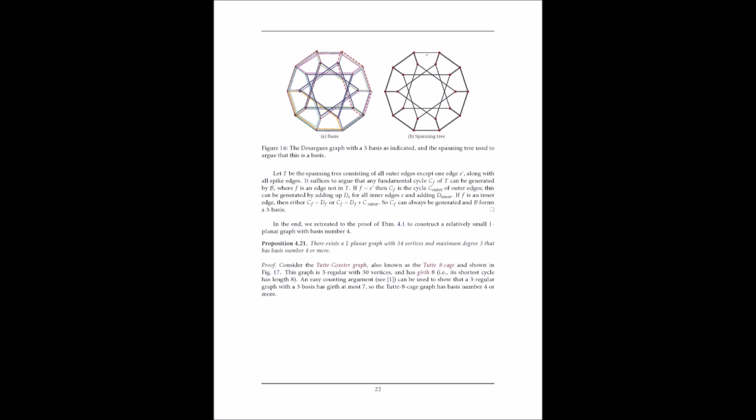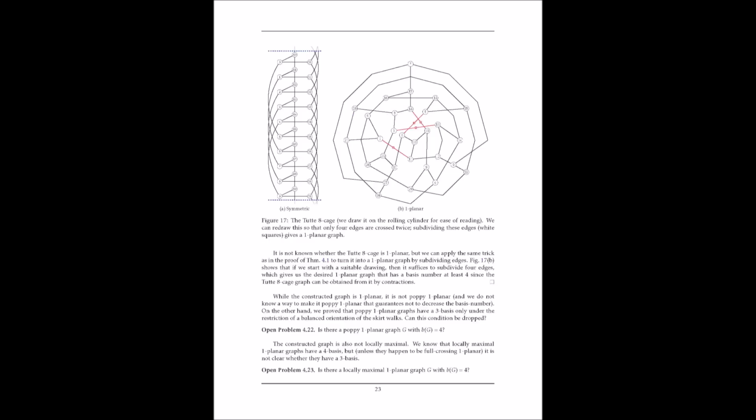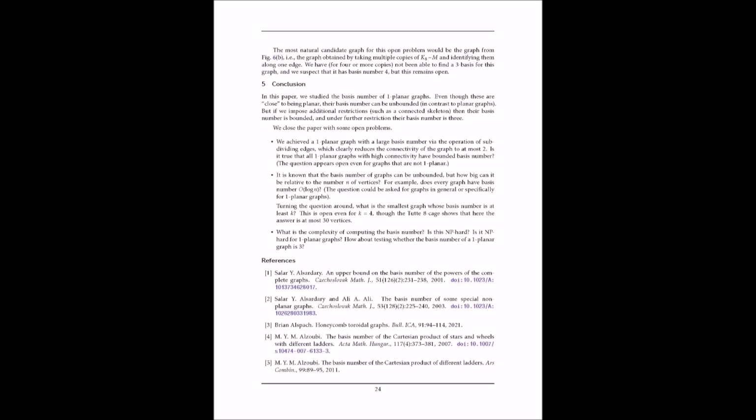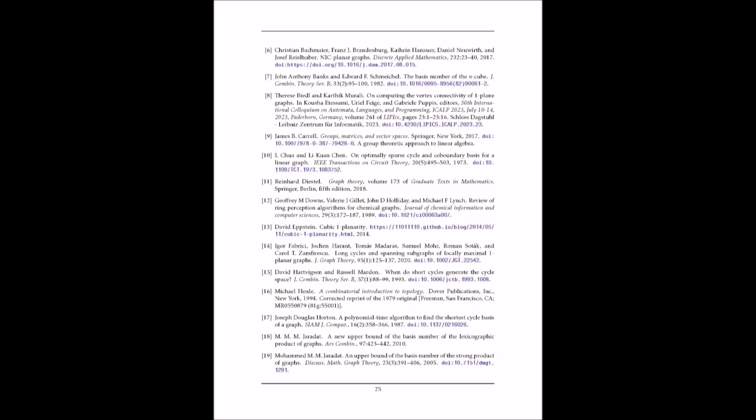So it seems like there are a lot of open questions here. Yeah, definitely. Like, can we actually drop this balanced orientation requirement for Poppy one-planar graphs? Is it possible that they all have a 3 basis? Yeah, that's a great question. Could there be a locally maximal one-planar graph with a basis number of 4? Yeah, so that's another open question.